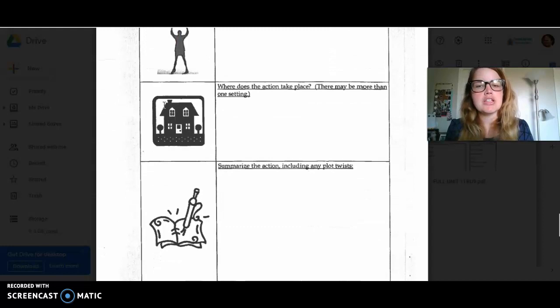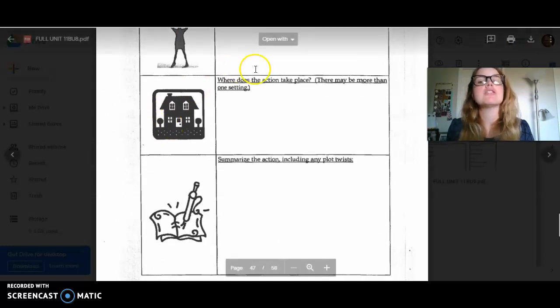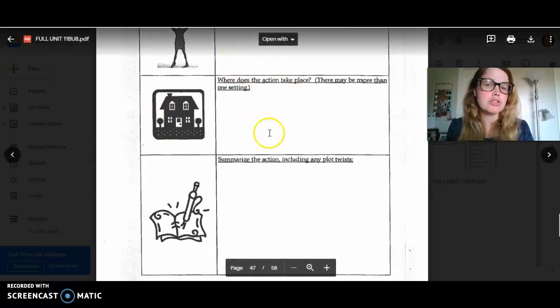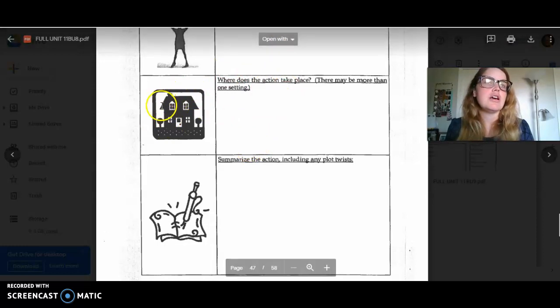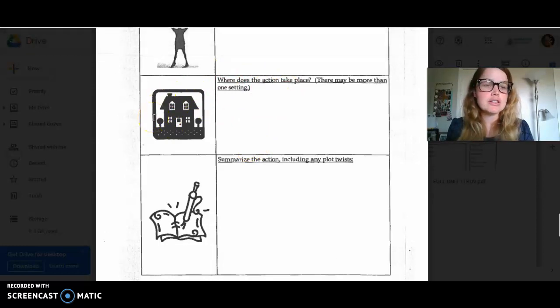Where does this action take place? It may be more than one setting. Is this Reverend Paris's house? Is it in the forest in the woods? Is it in the courthouse? Is it in the town square? Where does it take place? And what time does it take place? Because remember, time is important to setting too, so at least have that on the first one. Recognize that this is in the 1600s during the Salem witch trials and it's not current day.